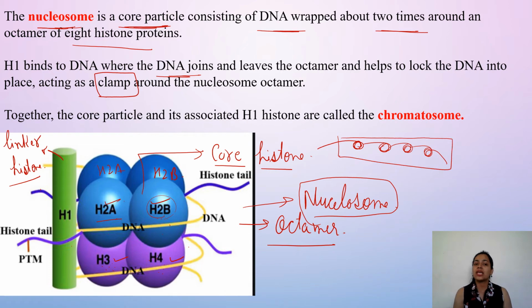Now see, the core histone proteins associated with this core particle, the nucleosome associated with the H1 histone, will form a beaded-like structure, and this structure is known as chromatosomes. इन्हीं structures को chromatosome कहा जाता है. I hope this is clear to everyone.